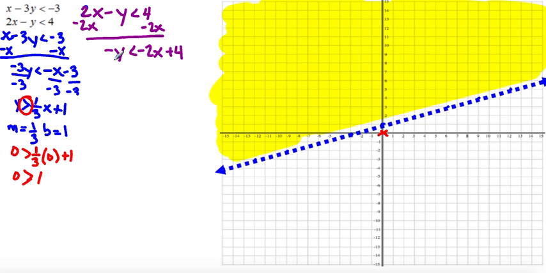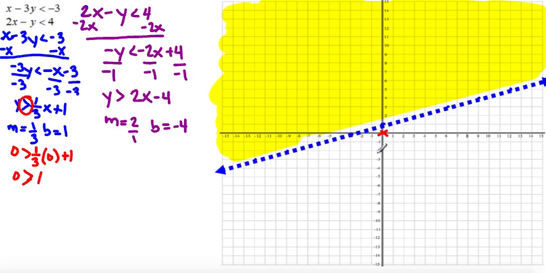I have to get y by itself, so I divide both sides by negative 1. So I have y is greater than negative 2 divided by negative 1 is positive, so positive 2x. And then positive 4 over negative 1 is negative 4. Okay, so my slope here is 2 over 1, and my y-intercept is negative 4.